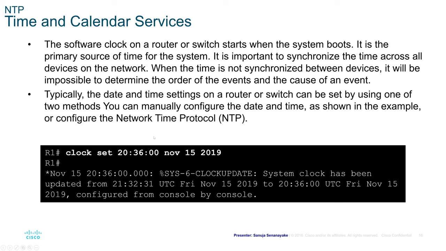NTP networks use a hierarchical system of time sources, and each level in the system is called a stratum. We learned that the authoritative time sources, also referred to as stratum 0 devices, are high-precision timekeeping devices, while stratum 1 devices are directly connected to those authoritative time sources. Stratum 2 devices, such as NTP clients, synchronize their time by using NTP packets from the stratum 1 servers.